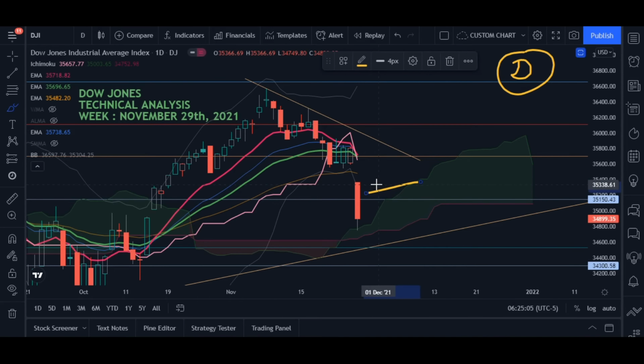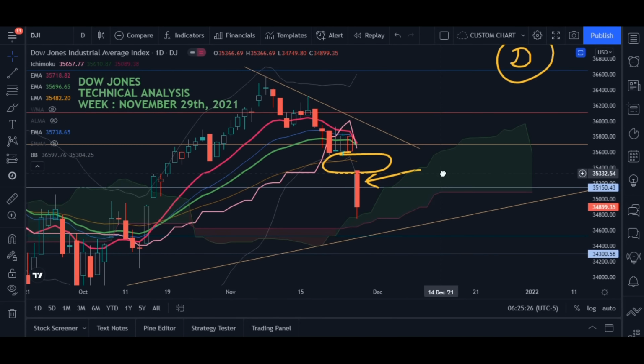See, this is a very heavy bear candle. This is a very heavy bear candle. Okay, and there was this gap down. Now because of this bear candle, the sentiments in the market are bearish. So on Monday you can expect a bear candle.